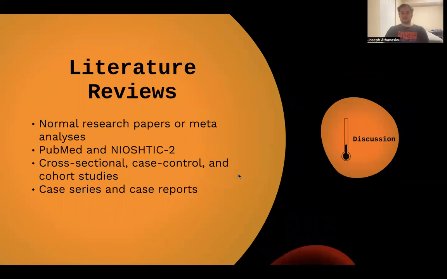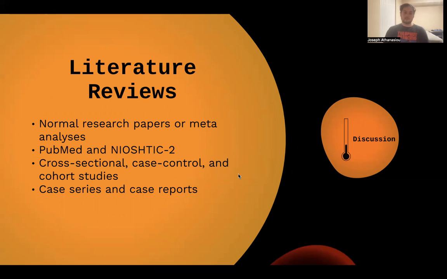So the first kind of research that we're looking at is a literature review, which is the majority of the kind of research that's available. They are going to be normal research papers or meta-analyses, which is a compilation of research papers, the results of which are looked at and weighted and then published as a total. And so overall trends can be looked at and discerned. Both research papers and meta-analyses are published on PubMed and NIOSH 2, which are online resources that are very good to look at if you're trying to find information like this.